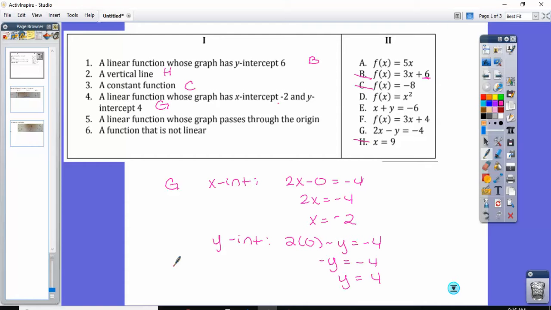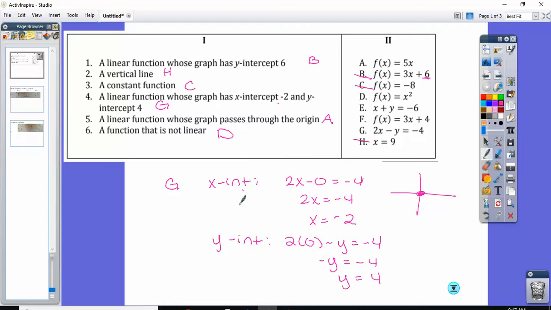Number 5, a linear function, so y equals mx plus b, whose graph passes through the origin. The origin is just the point (0, 0). If you go through that point, that means your y-intercept is 0. So which of these equations has a y-intercept of 0? It's like 5x, there is no b here. Y equals mx plus b, that's like saying your b is 0. So that's your A. And number 6, which one is not linear?